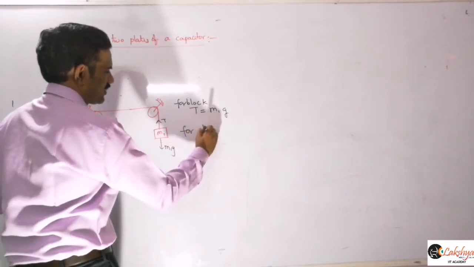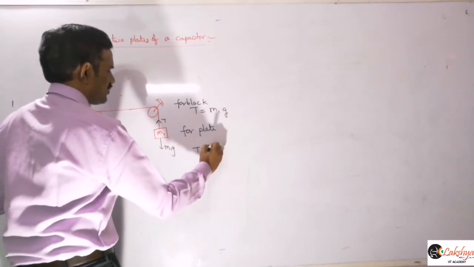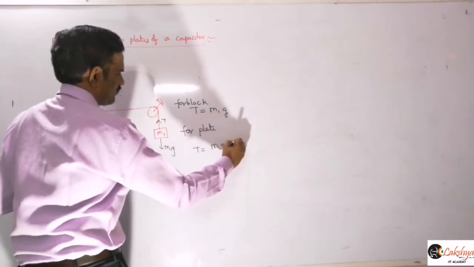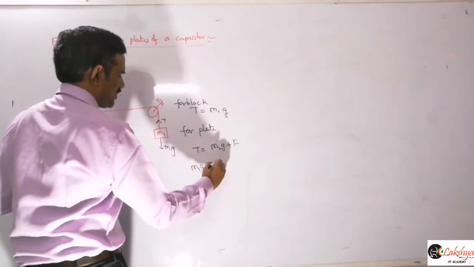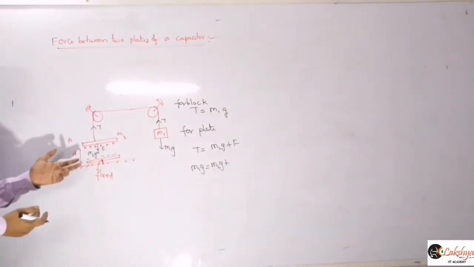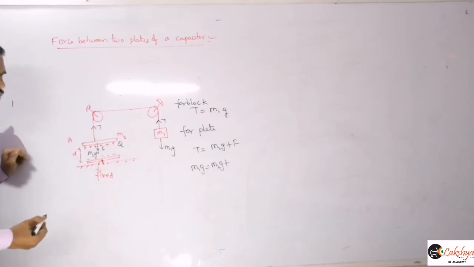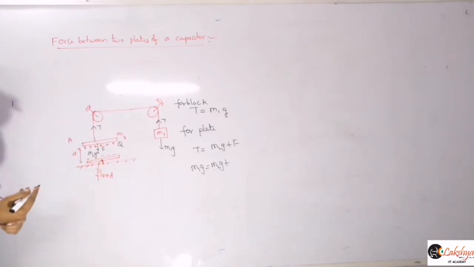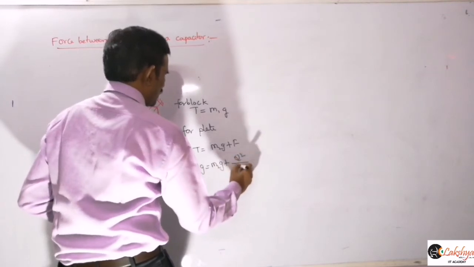For the plate, if I consider equilibrium of the plate, then T must be equal to M2G plus F. And therefore M1G is equal to M2G plus that F we need to write here. As the system is isolated, with Q the charge on it as mentioned, the capacitor is isolated, so we can use our formula here, which is Q square by 2A epsilon naught.